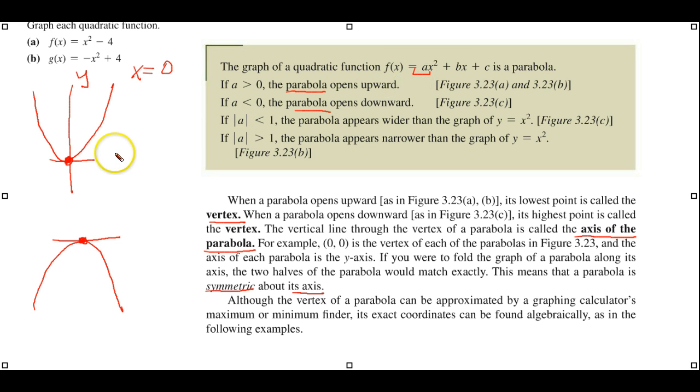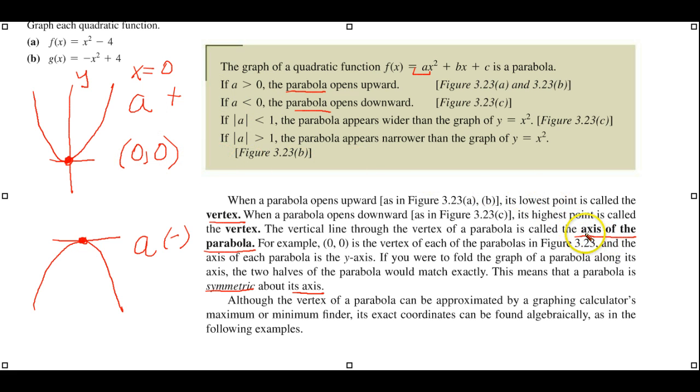Another thing I didn't mention before is the idea of a vertex. Now the vertex for all of the ones we've done so far was 0, 0. It was the lowest point of our parabola. And if a was positive, the low point, the vertex, we refer to as the minimum. And if a were negative, the vertex is the maximum. Some of the things we'll be going over.